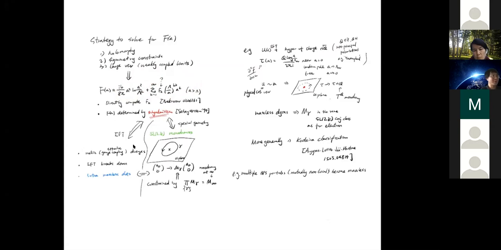So one way is to directly compute this F. I should emphasize that this expansion only makes sense when you are on the Coulomb branch, when you are far away from the strongly coupled region, when the expectation value of the scalar field A is larger than the strong coupling scale.